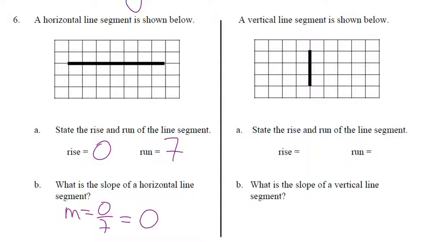A vertical line segment is shown below. State the rise. Plus or minus 3. What's the run? 0. What's the slope? Rise over run, which is undefined.